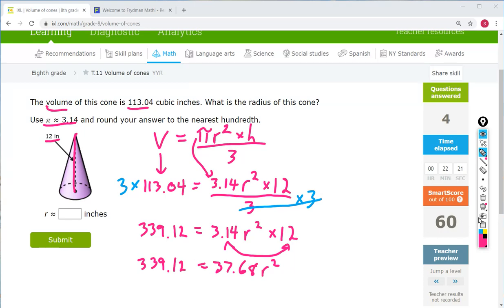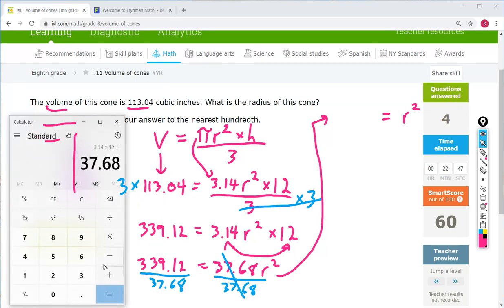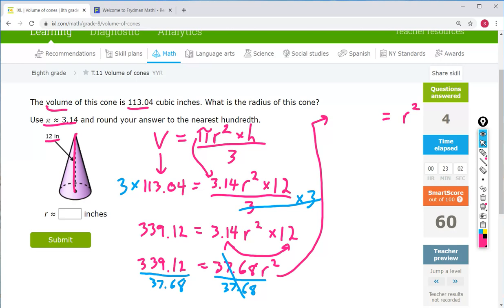339.12. And then we're going to divide both sides by 37.68. That cancels. I always seem to run out of space by this point, so I'm going to continue up here. We have r squared on the right side, and on the left side, we have to do 339.12 divided by 37.68 is 9. Okay, so it's giving us some nice, easy numbers here.